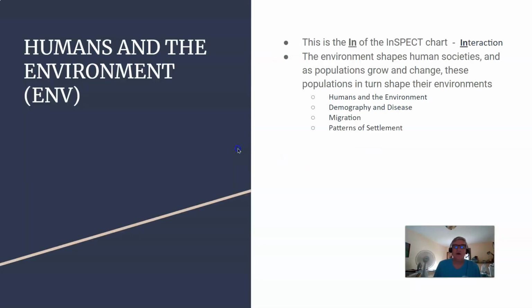Okay, so the first of the themes, and I'm doing it in the order they follow on the InSPECT chart, is humans and the environment. This is the IN of the InSPECT chart. This is interaction. The environment shapes human societies, and as populations grow and change, these populations in turn shape their environment. So we're looking at how humans interact with the environment. We're talking about demography and disease, migration, and patterns of settlement.